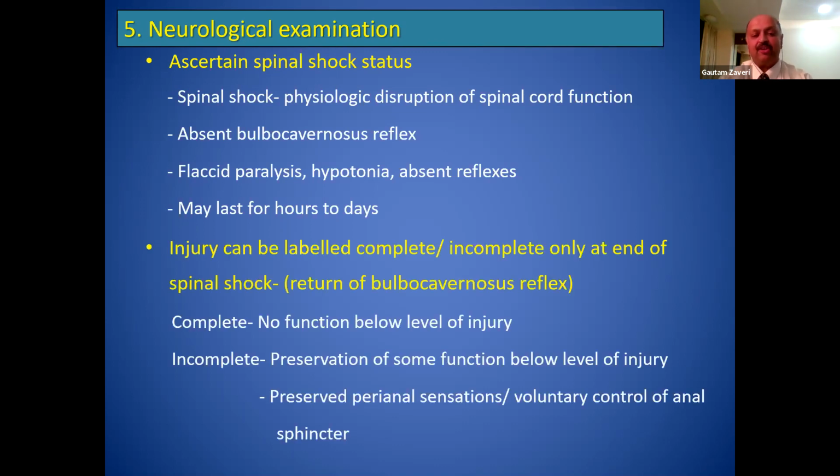During the phase of spinal shock, it is not appropriate to label the patient as a complete or incomplete neurologic deficit. Only after the bulbocavernosus reflex returns can you label this as the end of spinal shock, and then the injury can be graded as a complete injury in which there is no function below the level of injury, or an incomplete injury where there is preservation of some function below the level of injury.